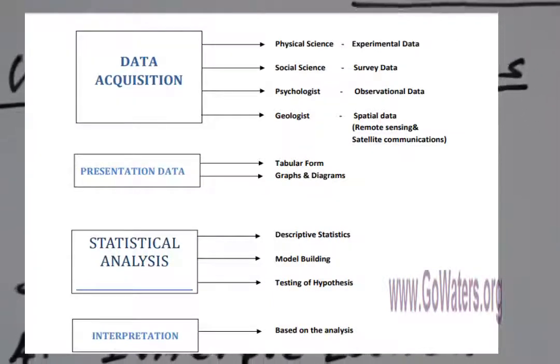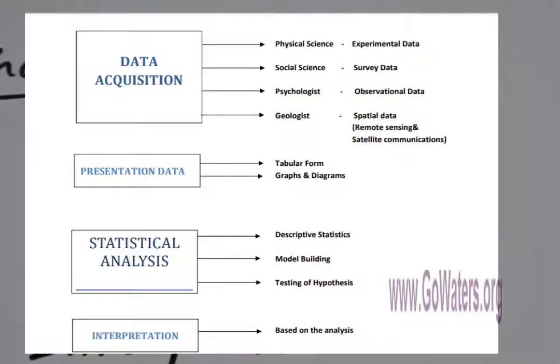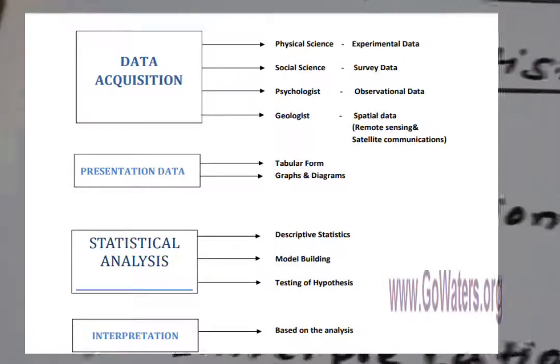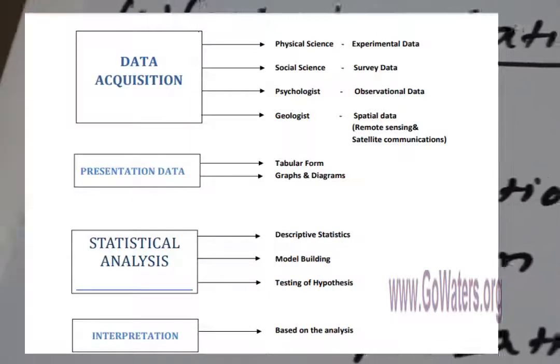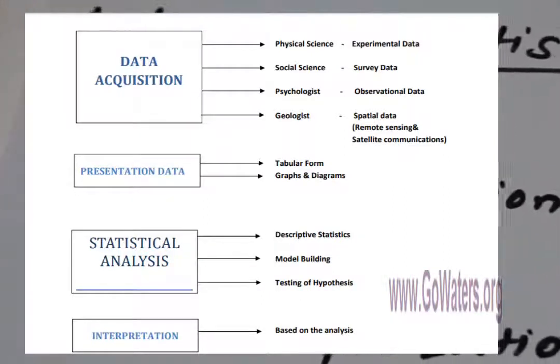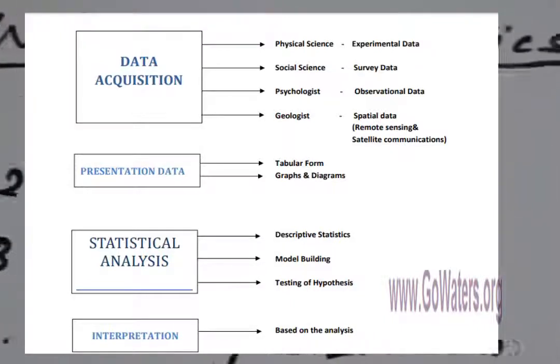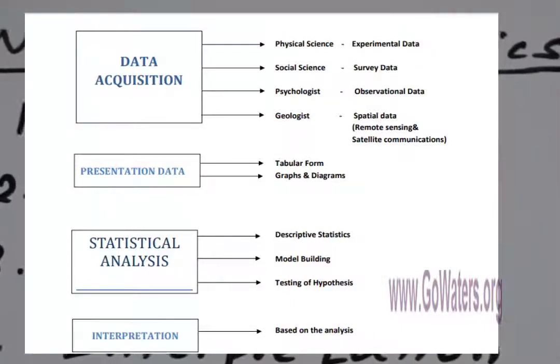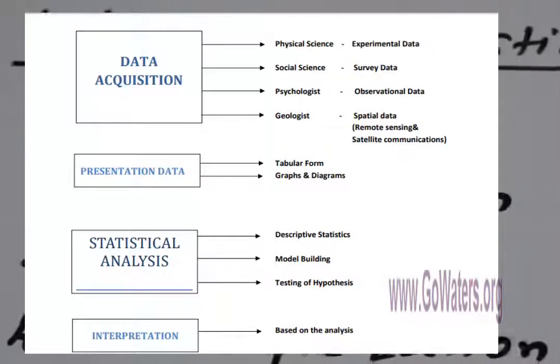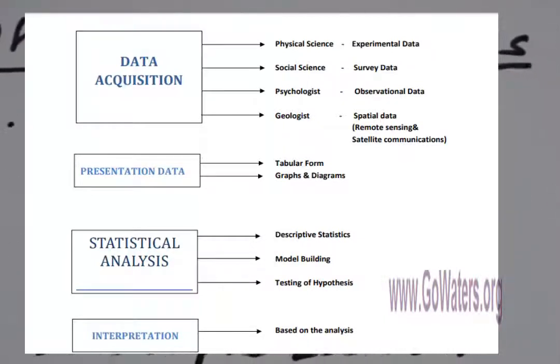And the geologists these days, through the satellites, they will acquire the data through spatial data. So for example, remote sensing and satellite communications. These days, from the digitalization, they will convert into analog data, and from there they will acquire the data. So that is the data acquisition part. So how you can get your information, your data.